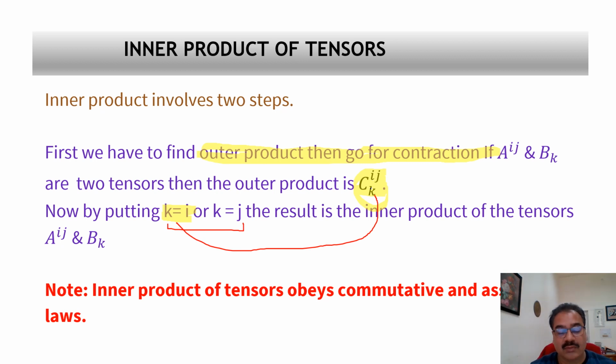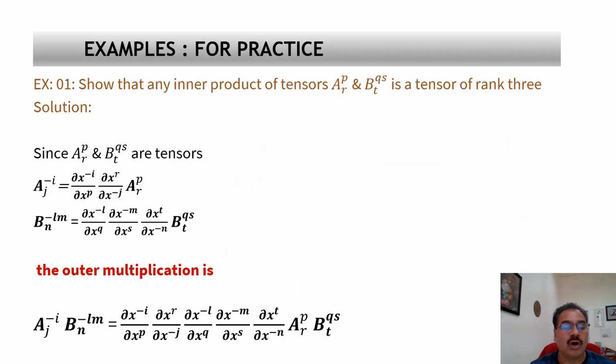It means the inner product of tensors obeys both the commutative and associative laws. It is also a point to remember that this inner product obeys both the commutative and associative algebraic laws. Now, one example for practice: to show that the inner product of tensors A^pr and B_qst is a tensor of rank 3. How will you prove this?